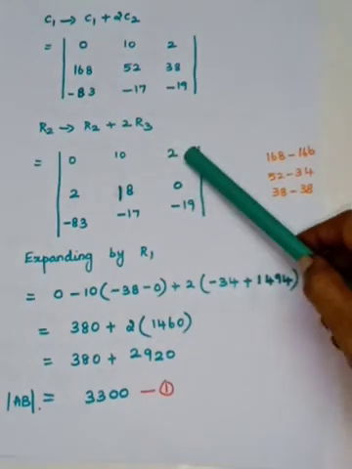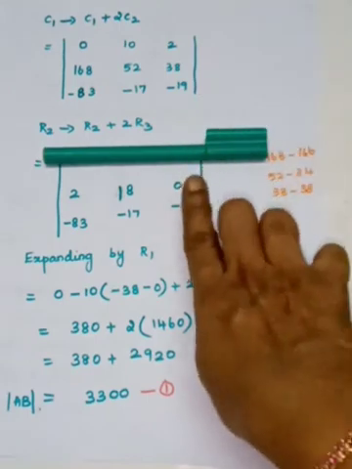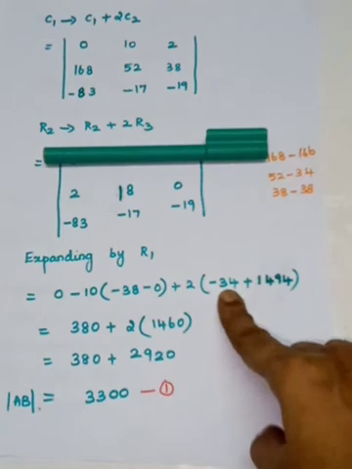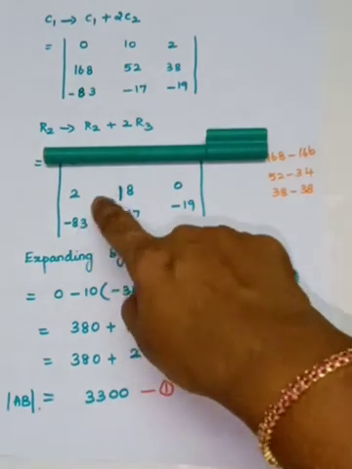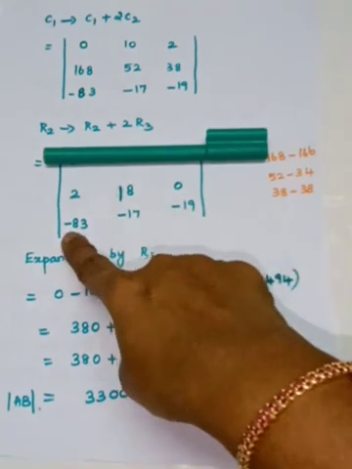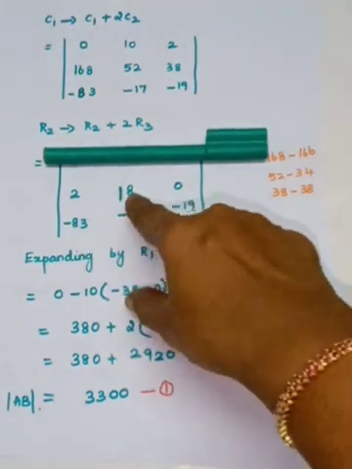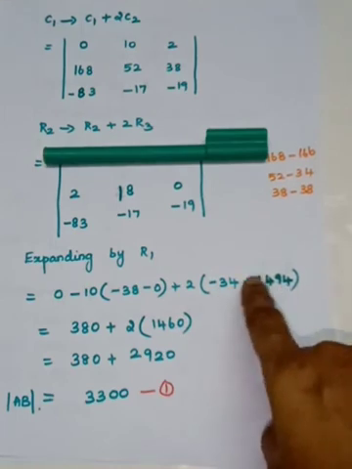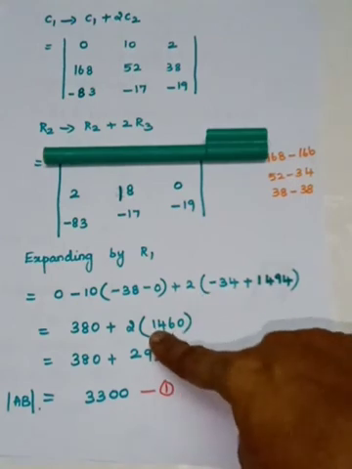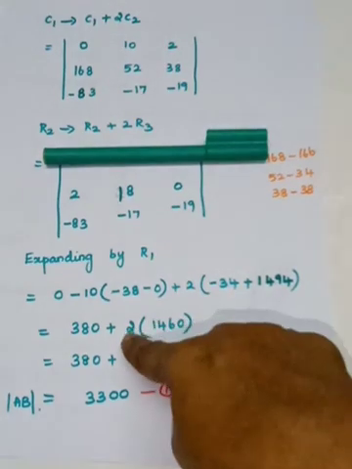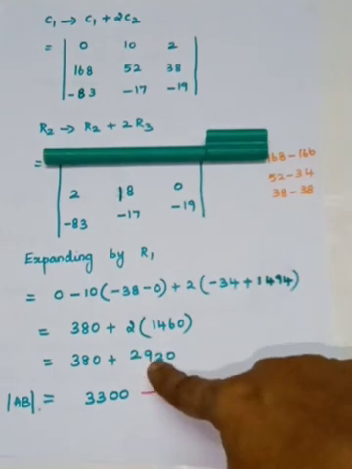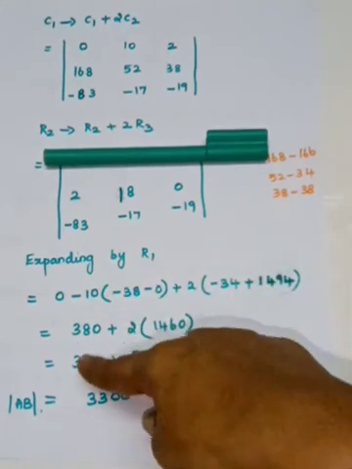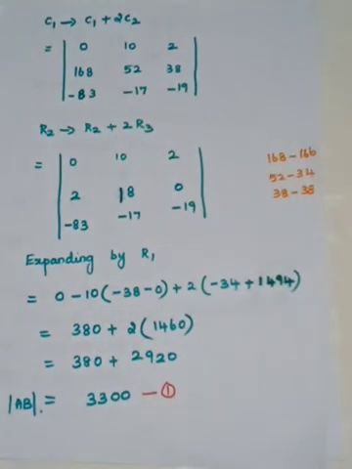Next, you have to go to the next element, plus 2. Delete the first row and the second column. Okay, 2 into minus 17, minus 34. In between you will have minus. When you multiply these two, you will have here minus. So minus into minus plus. When you multiply these two, you will get 1494. So from that, if you subtract minus 34, you will get 1460. That has to be multiplied with 2. That is 2920. Minus 10 into minus 38 is plus 380. So if you add these two, your answer is 3300.